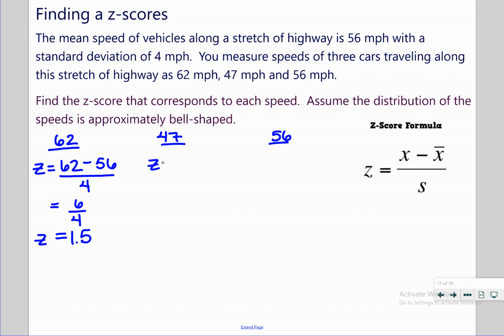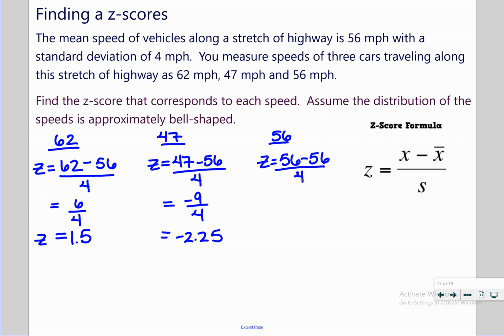Same thing with 47 now. The only thing that's changing is your x. 47 minus our mean divided by 4. So that gives me -9 over 4, -2.25. Now 56. So hopefully you get something ringing in your head saying, wait, that's the mean. So if I'm at the mean, how many standard deviations am I away from the mean? I should expect to get a 0.